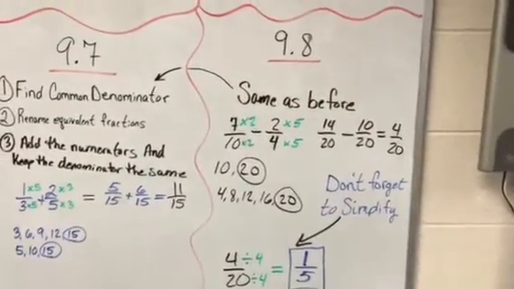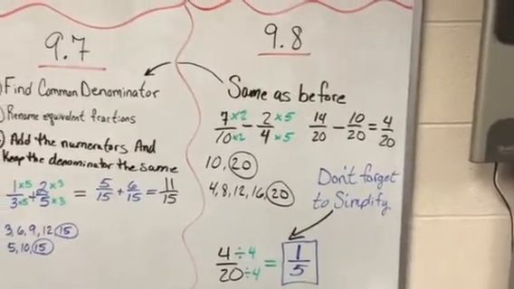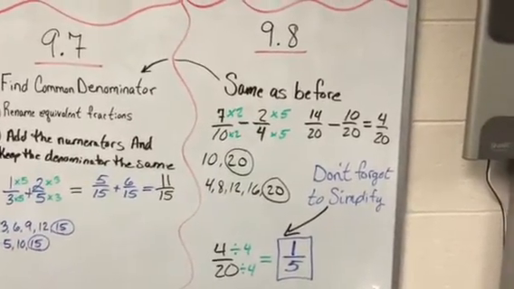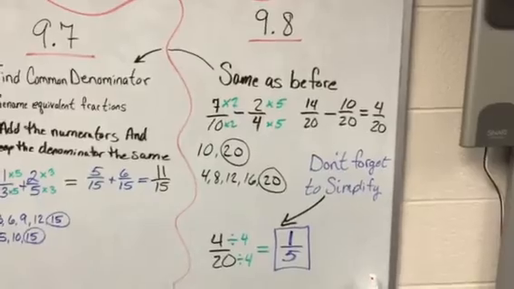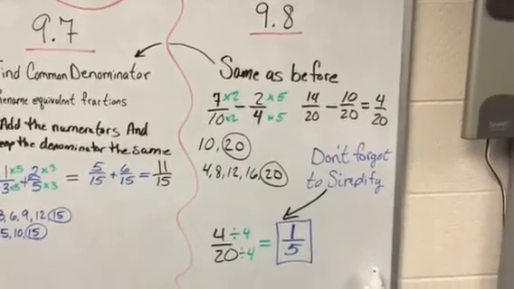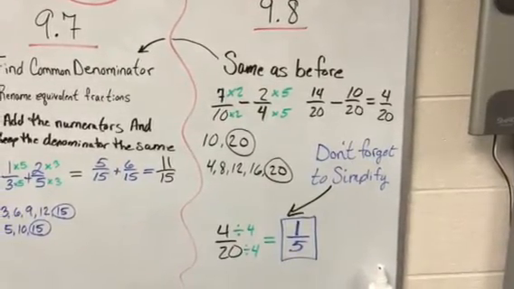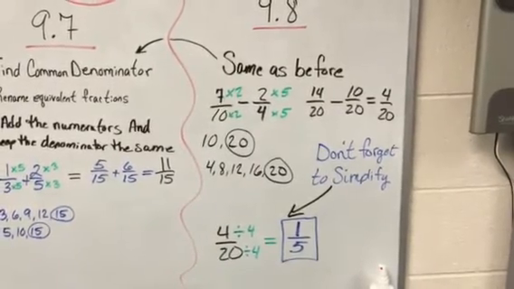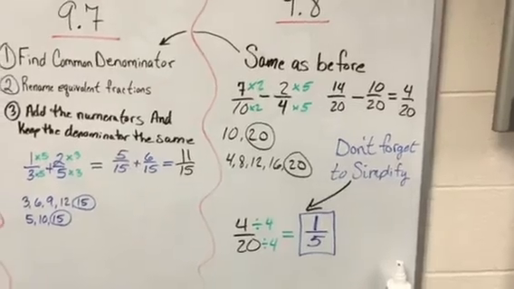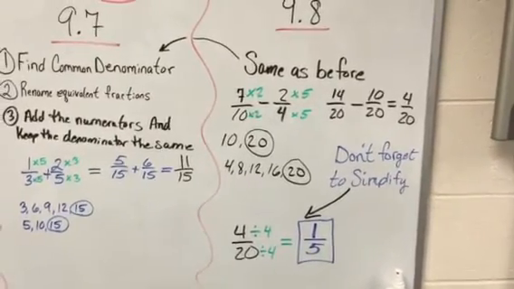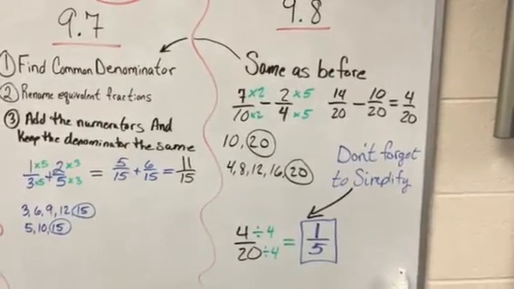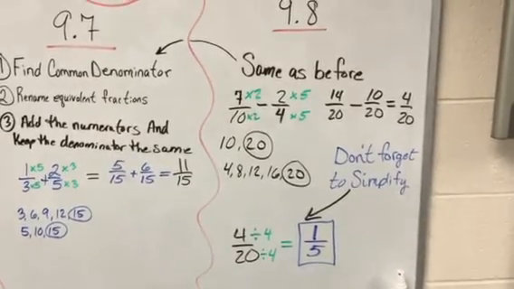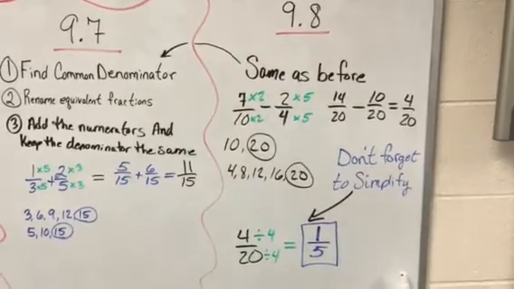9/8 is really similar. You're doing the same stuff, just you're going to subtract instead of add. So we have a common denominator. For 7/10 minus 2/4, I found a common denominator of 20. Then I need to rename the equivalent fractions. To get to 20, I know I'd have to multiply 10 by 2. So I'd also have to do that to the 7. For the 2/4, I know I'd have to multiply the 4 by 5 to get 20. So I also multiplied the 2 by 5.